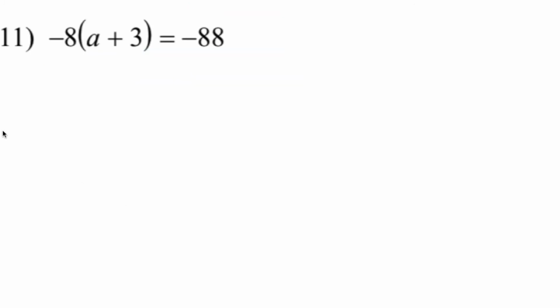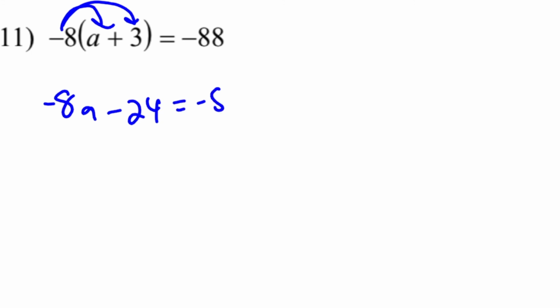All right, last one of these here. Distribute the negative 8 through. So negative 8a, negative 8 times 3 is a negative 24. And that is equal to negative 88.